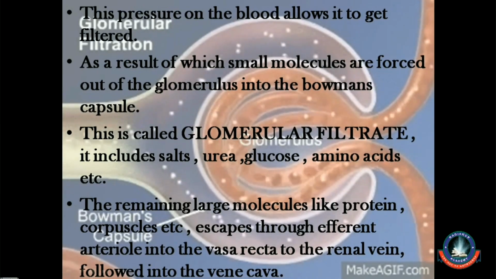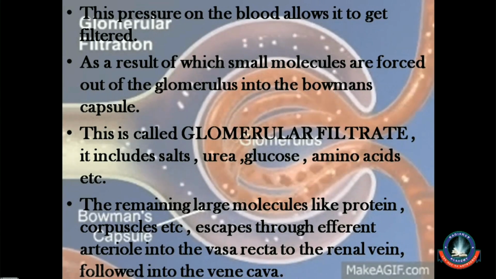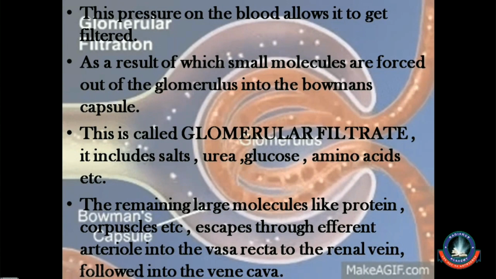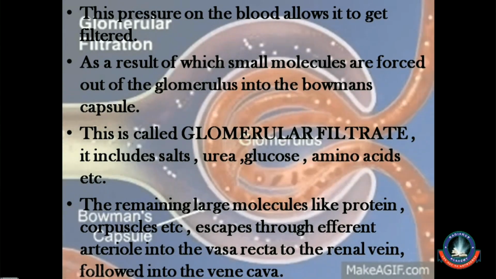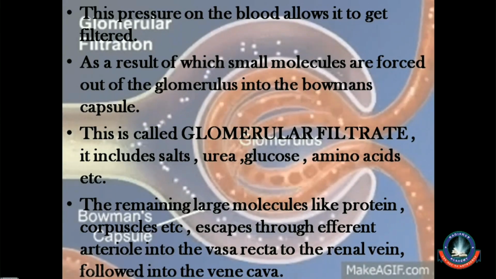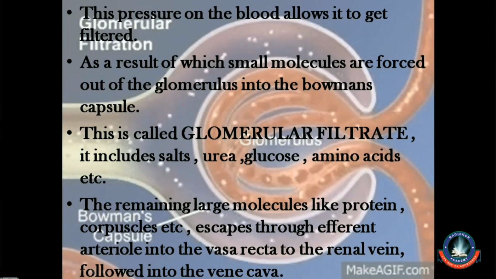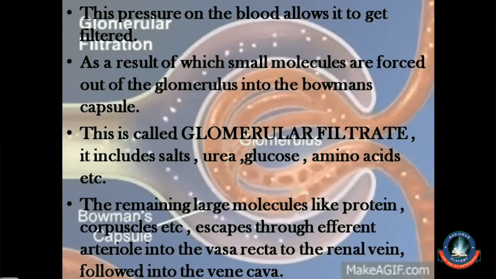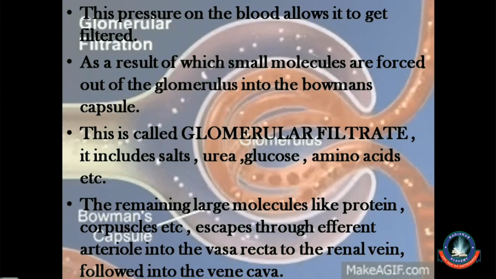Now what happens with the remaining part? The remaining part consists of large molecules like your blood cells, your RBCs, your protein molecules. These large molecules return back into the blood. So through the efferent arteriole, they enter into a group of capillaries which is known as the vasa recta. These vasa recta join together to form the renal vein, and through the renal vein, the remaining part goes into the vena cava.